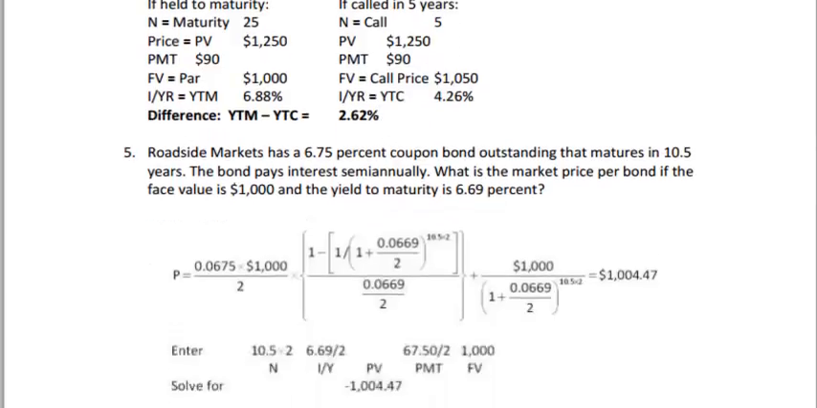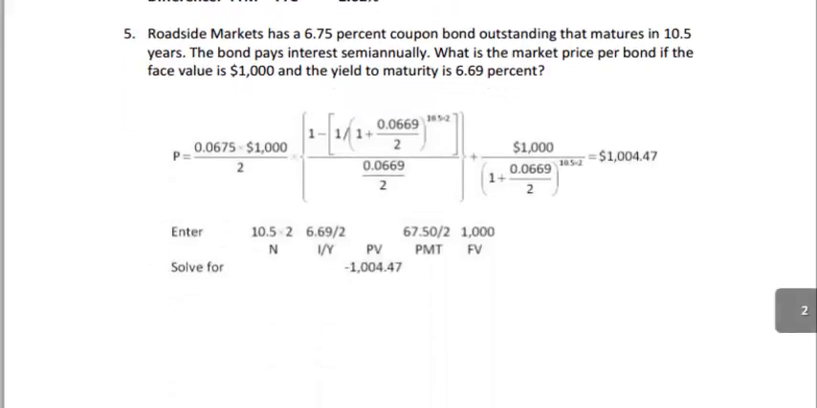And then finally, number 5, roadside markets. They give you two mathematical solutions. I'd suggest you use the second. It's consistent with how we've solved every other problem, so I think it'll be most familiar. And again, this bond is a semi-annual bond. It says the coupon rate is 6.75%, which is $67.50 per year, or $33.75 every 6 months. So in your payment function, you'll put $33.75.